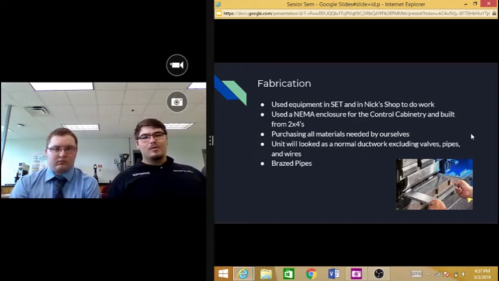The NEMA enclosure, that's something that we paid for out of pocket. That was about $100, but it's very professional. I think the way that it works, this is something that you could actually install in an industrial building, and no one would bat an eye at it.